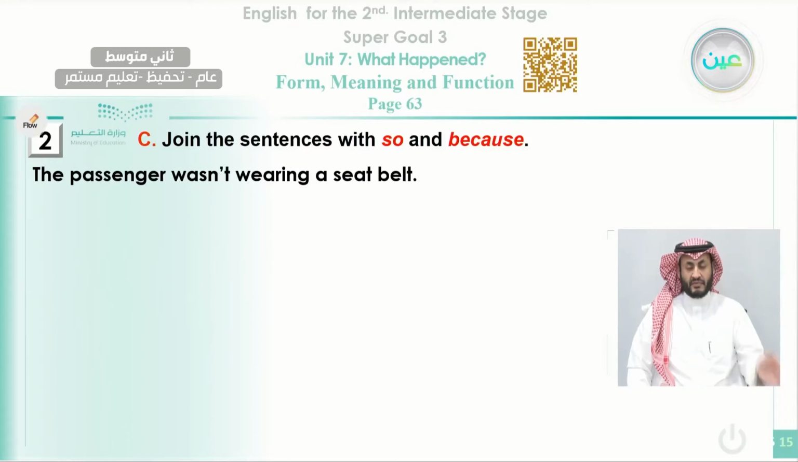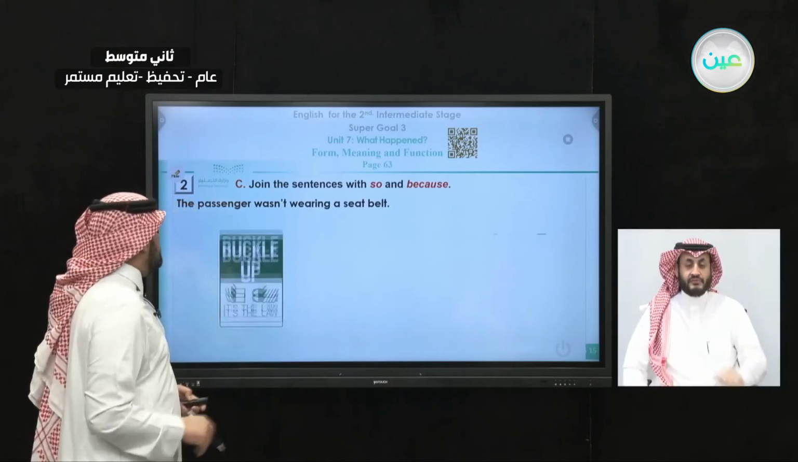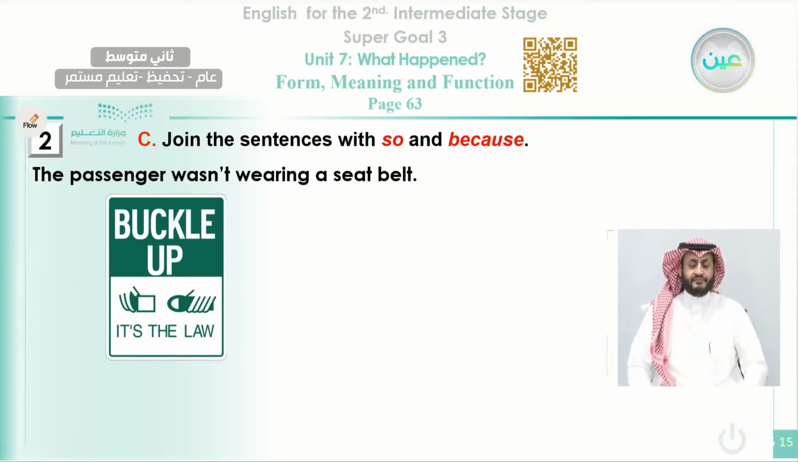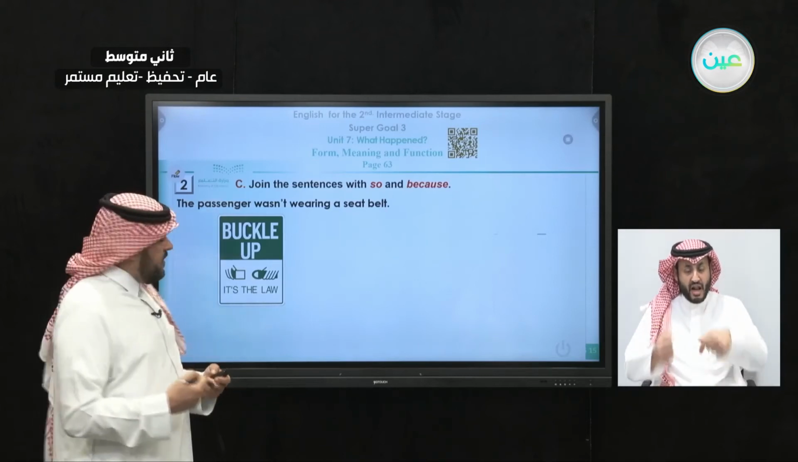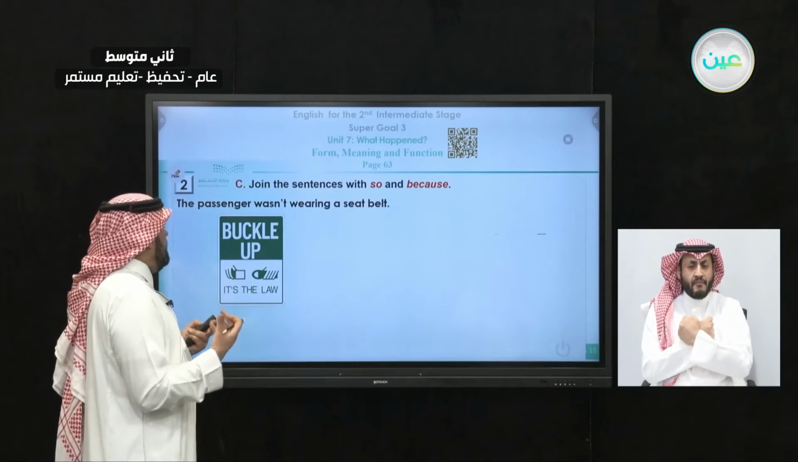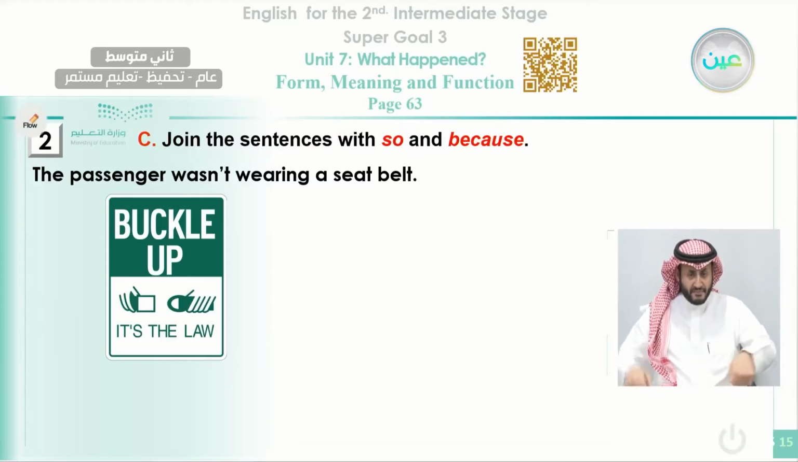Another two sentences, we'll join them together with these conjunctions, so and because, in one sentence. Here, the passenger wasn't wearing a seat belt. This is a very bad thing to do. A driver should always wear the seat belt to protect himself. Buckle up. That means you have to fasten the seat belt.